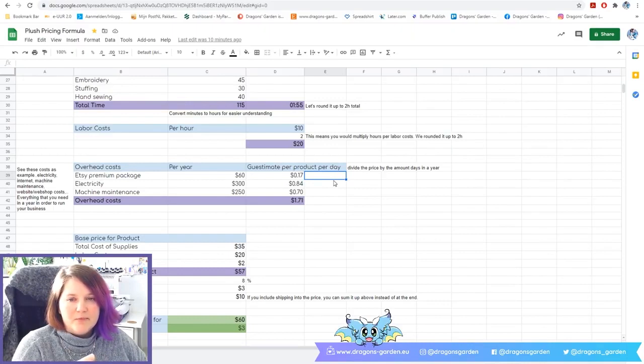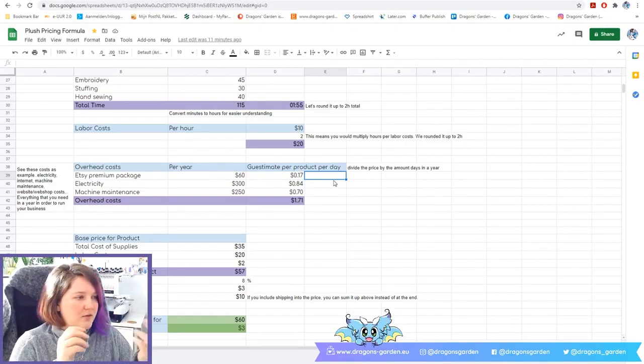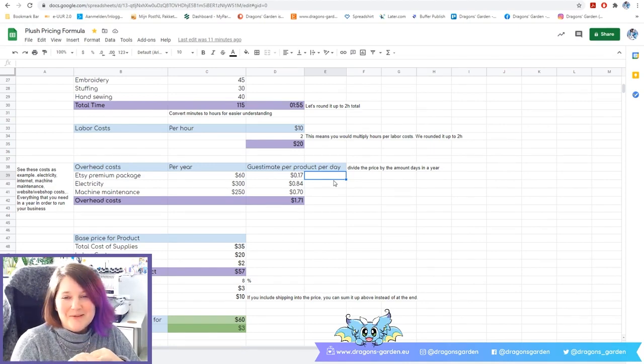This means all of the things that you normally pay per year and you forget to factor into the price, but it's actually very important. So you can think about it like a website subscription, internet in order to market your products, electricity to run your machine and your computer, machine maintenance, which is also a very important thing that we forget about. Just all those little costs that you normally don't think of, but they're crucial to run your business.